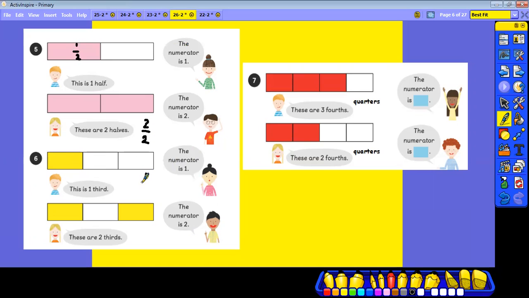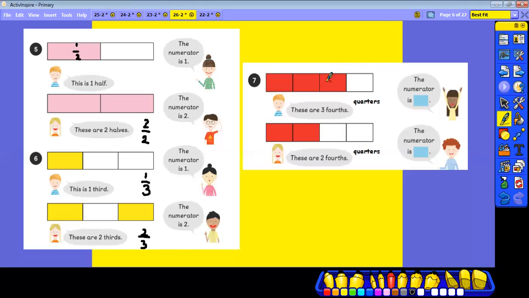So we've got 1 as the numerator and 3 as the denominator. And finally, here for thirds, we've got the numerator is 2 because 2 parts have been shaded, and the denominator is 3. So 2/3 are shaded yellow. Let's have a look at this part 7 now.